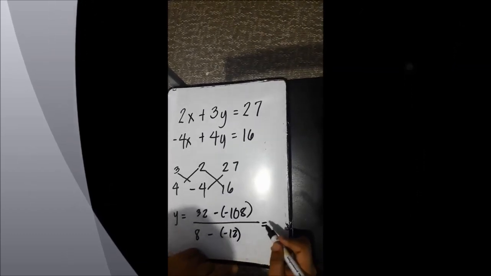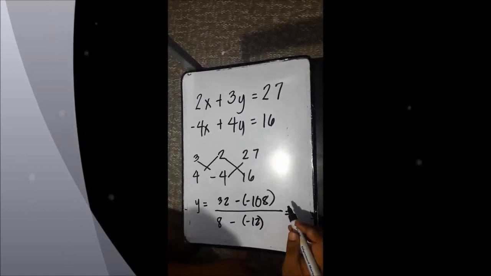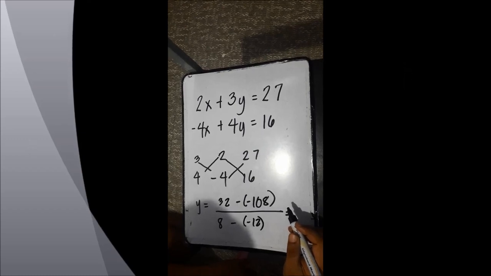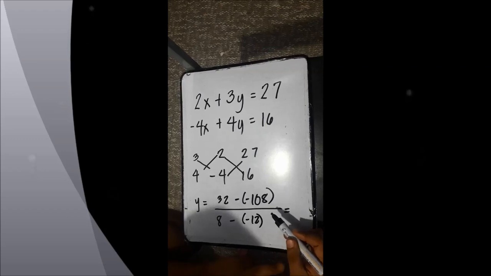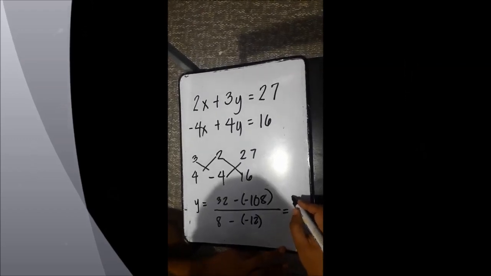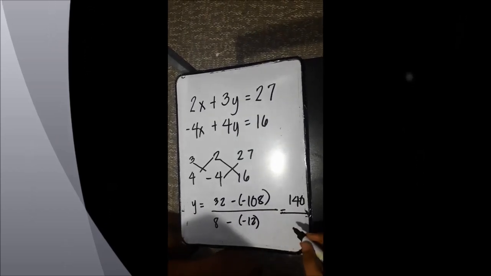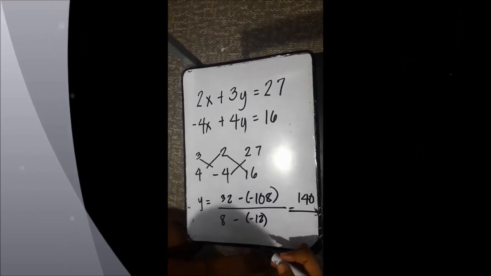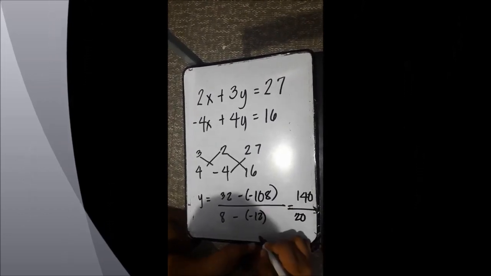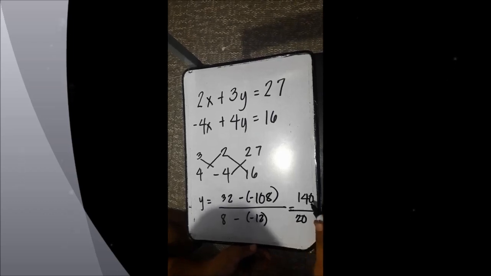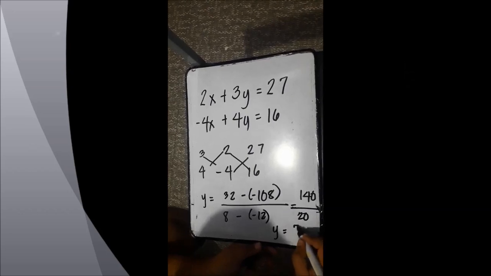And simplifying this further, simplifying the numerator, so that's 32. This now becomes plus 32 plus 108. That gives me positive 140. All over, or over here, that's 8 plus 12. That gives me 20. So simplifying this, 140 divided by 20, y is equal to positive 7.